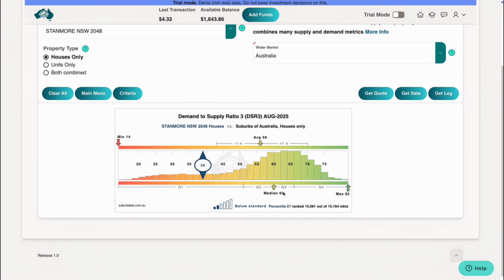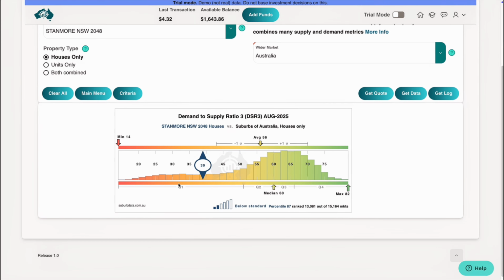At the bottom of the ruler, the median DSR is shown as 60. This was the middle figure when all suburbs were sorted by DSR. To the left of the median, you will see Q2. To the right of the median, there is Q3. On the far left is Q1 and on the far right is Q4. These are quartiles. They separate the range of property markets into 4 groups. Each group contains 25% of the Australian property market.